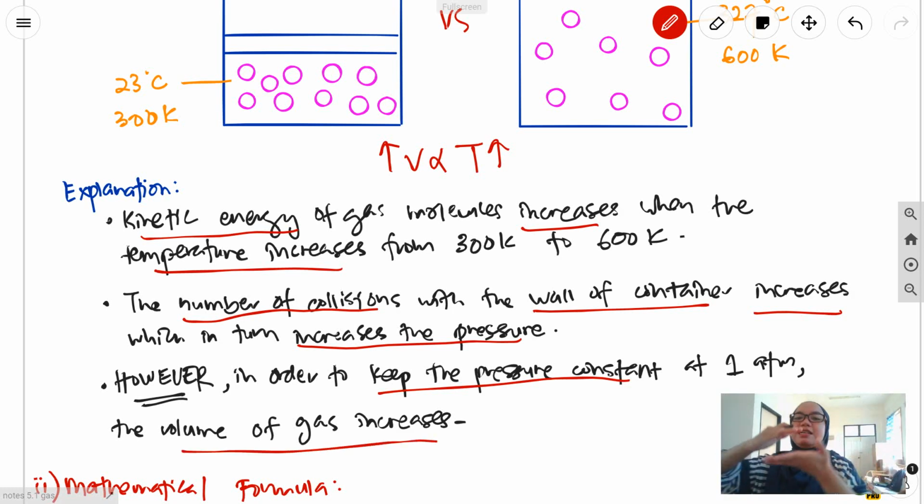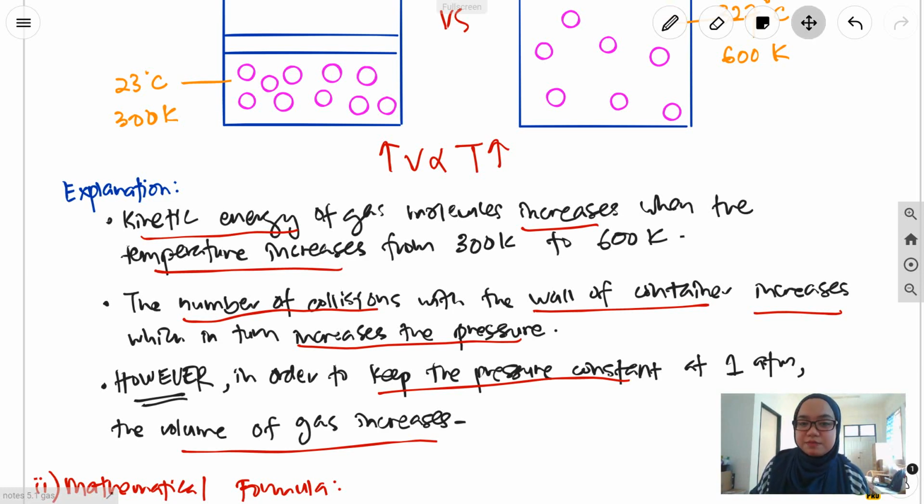Originally the volume is like this, alright? This is the volume, it's small. But when we increase the temperature, we know that the kinetic energy will increase, so the collisions will increase, and it will increase the pressure. So what we do, we increase the volume of the container so that the pressure will remain 1 atm. So this is the explanation for the Charles law.